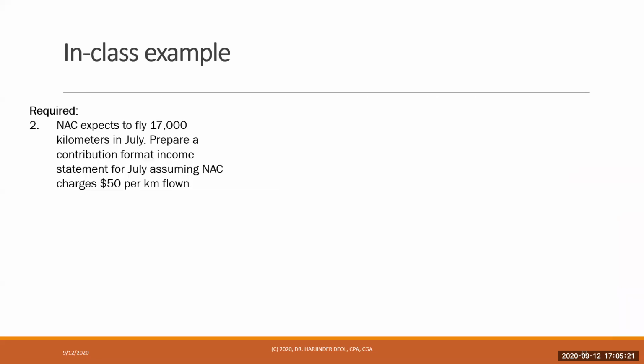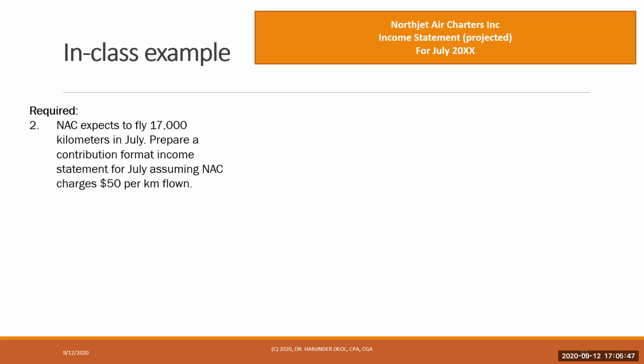Continuing with the example, the second part asks us to prepare a contribution format income statement for the month of July, where the company expects to fly 17,000 kilometers. And we are told that the company charges $50 for each kilometer flown. So this would be a projected income statement because the month of July has still not passed. And we are making it in the contribution format.